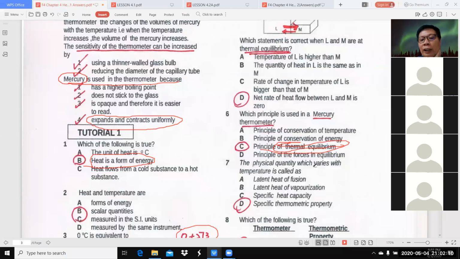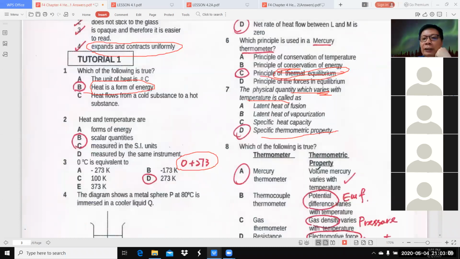Number 7. The physical quantity which varies with the temperature. The thing that varies, meaning changing with the temperature, is called the thermometric property. An example is the mercury. The mercury will expand when it becomes hot, correct? So the volume of mercury increases when the temperature goes up. So the physical quantity that varies with the temperature for this mercury thermometer is the thermometric property. In other words, the thermometric property for a mercury thermometer is the volume of mercury expanding with the change in temperature. Understand?